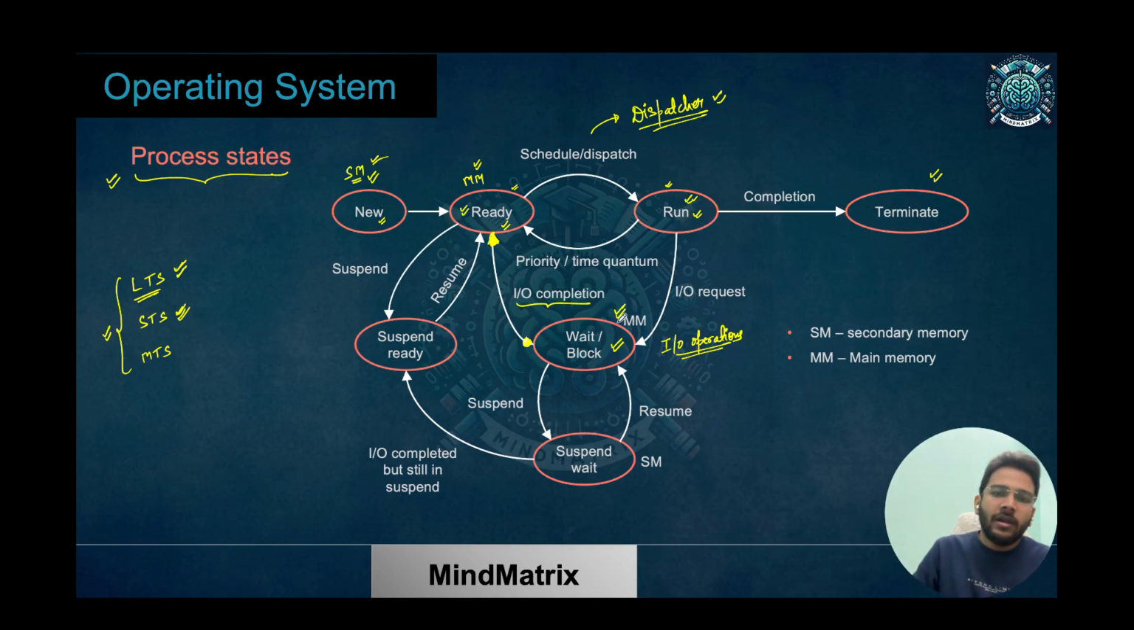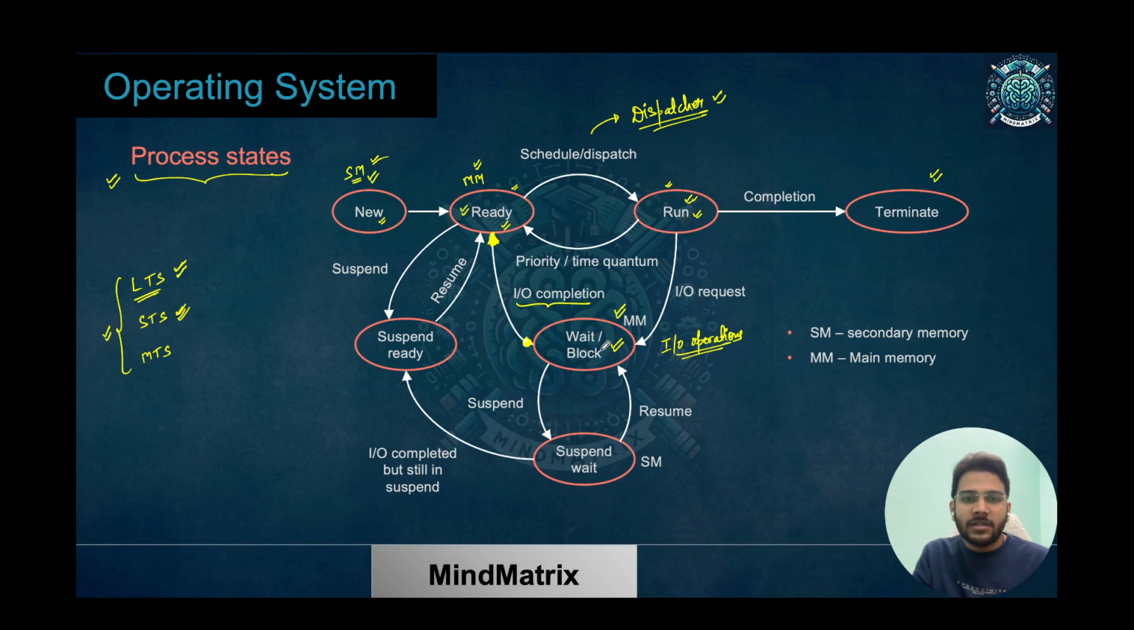And now let's understand this also. Let's say your processes are performing input output operation when they are in the wait or block state. But let's say due to some reason your main memory is fully occupied. Now you want to just free it so that other processes can also be accommodated in the main memory.